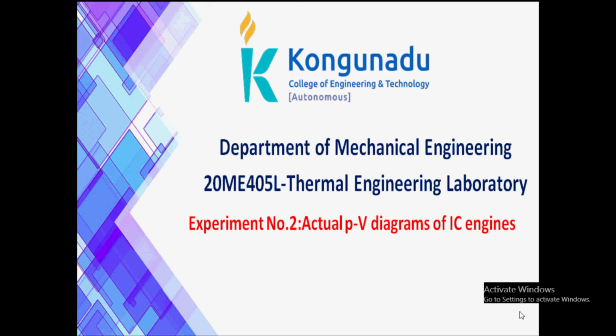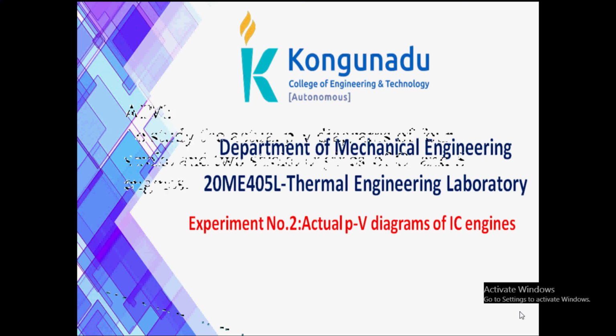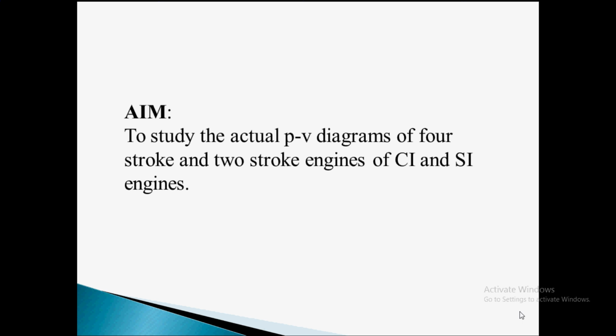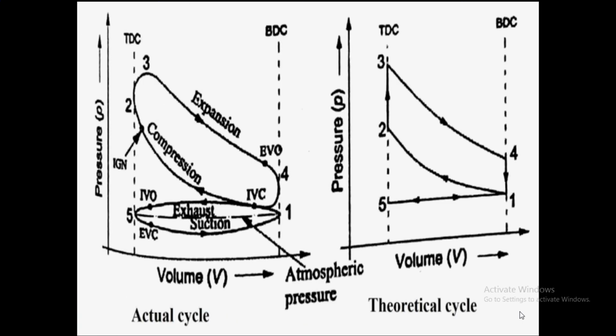In this video, we are going to see the actual PV diagrams of IC engines. The aim of the experiment is to study the actual PV diagrams of 4-stroke and 2-stroke engines of SI and CI engines. So the first one is the actual cycle for 4-stroke cycle in SI engine.